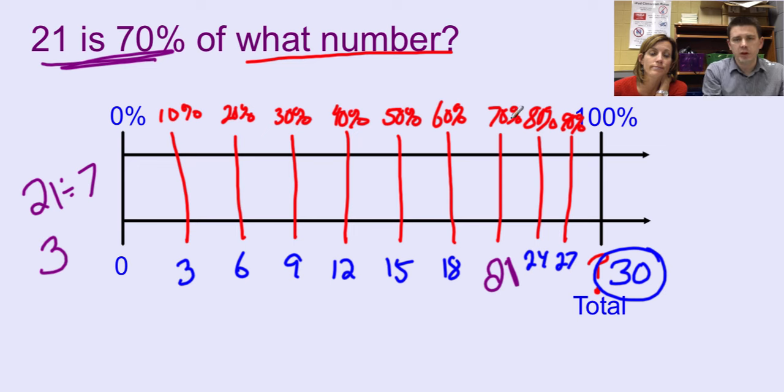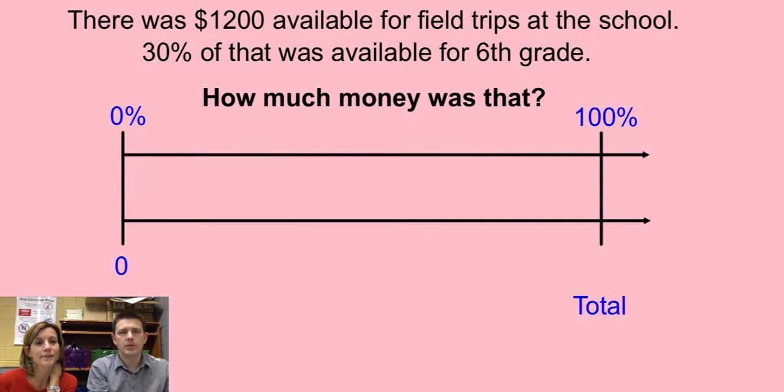So this one's a little trickier. The 70 and the 21 matched up. We kind of had to work our way backwards to figure out the rest of the numbers. But possible. Let's try one last one. So please get the word problem jotted down, and then we're going to try this one together.